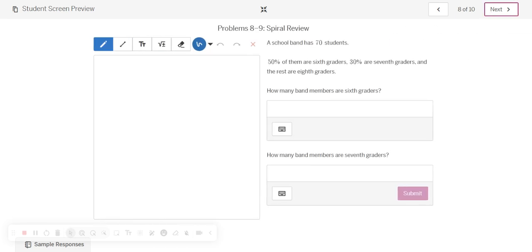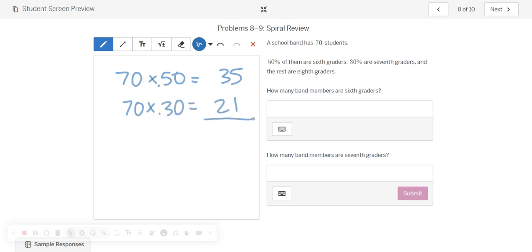School band has 70 students, 50% of them are sixth graders. So 70 students times 50% is 35, half of them. 30% are seventh graders, so 70 times 0.30 is 21 students. That's a 6, that's 56. And if I do 70 minus 56, I get 14 students. But if there would also be 70, there'd be 20% left, which also equals 14.